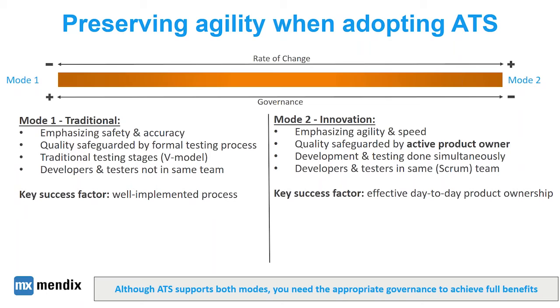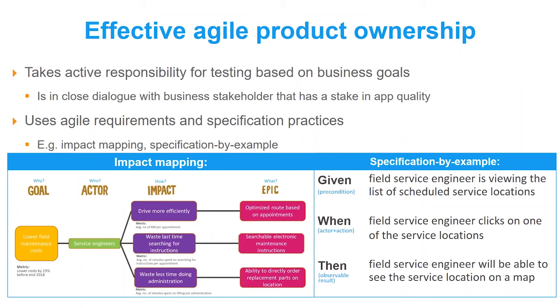Also, what we have found is that successful product owners use agile practices for defining requirements and specifications. And with agile, I mean practices that comply with agile principles. So they are based on a team effort, they actively involve the business, they are simple, lightweight, and that means they're usually visual. So to give you an example of this, two practices that we recommend to use for requirements and specification are impact mapping and specification by example.